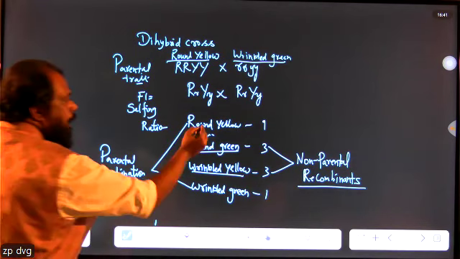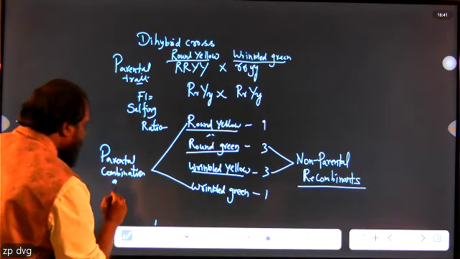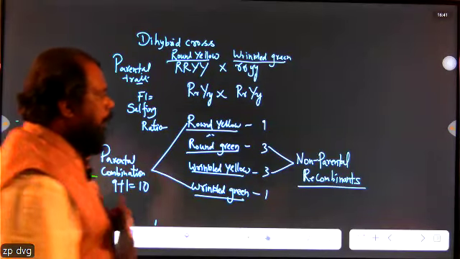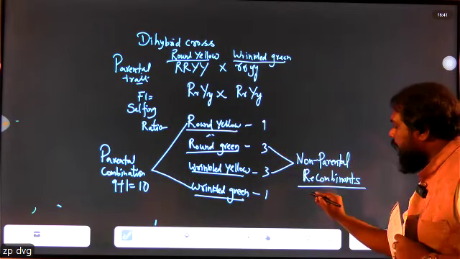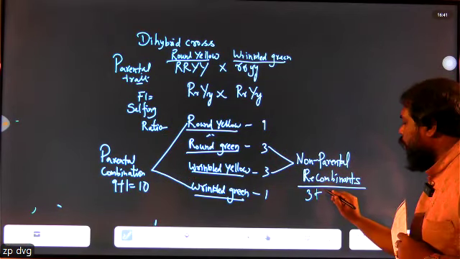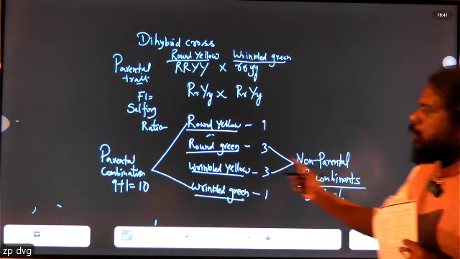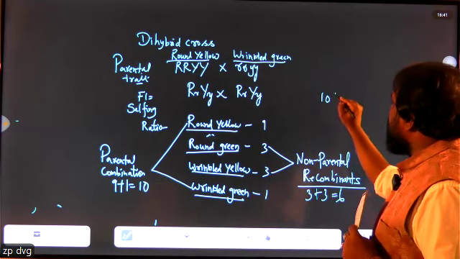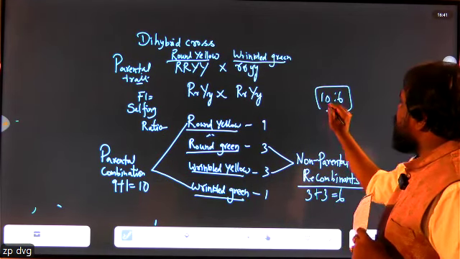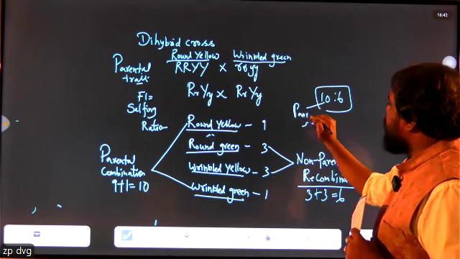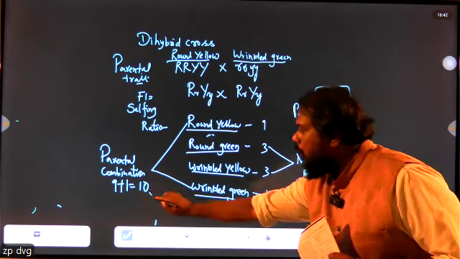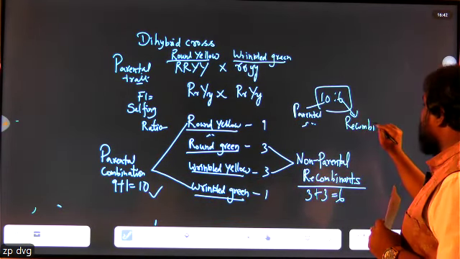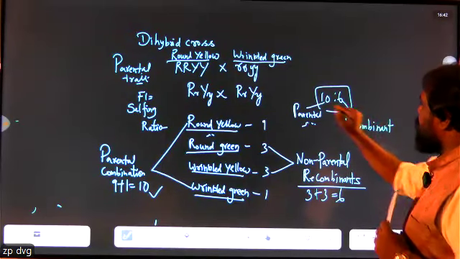Now, what is the ratio of parental combination and recombination? They are asking. Look at that, parental combination. How many round yellow? 9. How many wrinkled green? 1. So 9 plus 1 is 10. Non-parental character, round green, 3. Wrinkled yellow, 3. Total 6. So the ratio between parental combination and recombinant is 10 is to 6. So 10 is parental, and the 6 is recombinant. Actually, it's called recombinant. So 10 is to 6.